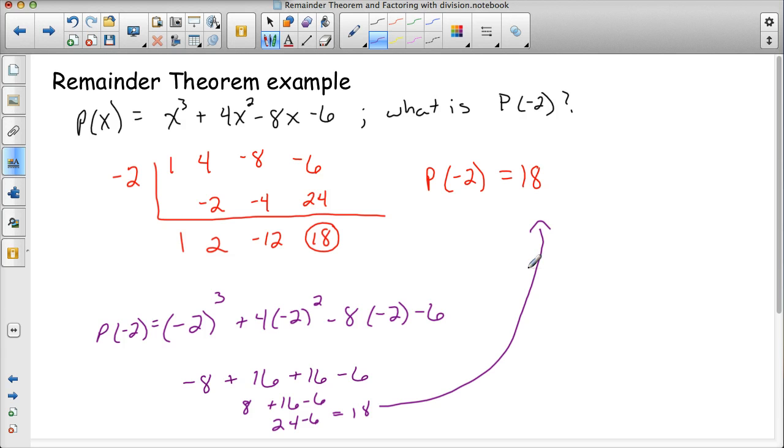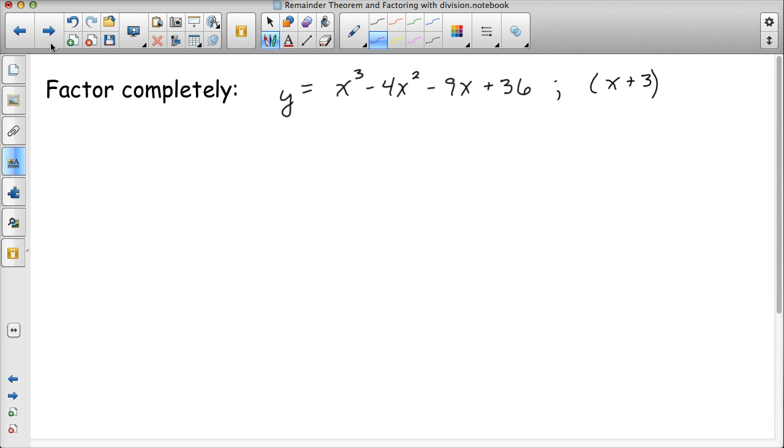Let's look at one final example using division to help us completely factor a polynomial. I want to completely factor the polynomial y equals x cubed minus 4x squared minus 9x plus 36. And I'm lucky because I've been given a factor, x plus 3. What that means is that I know x plus 3 is a factor.